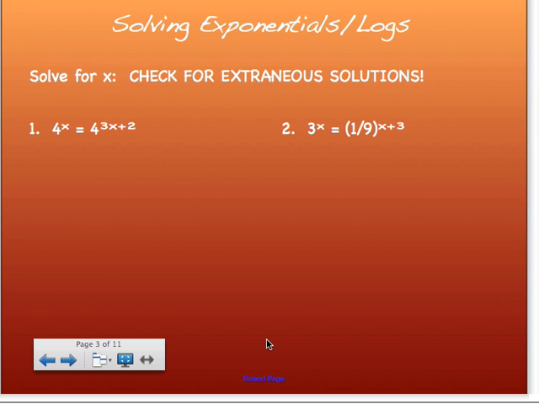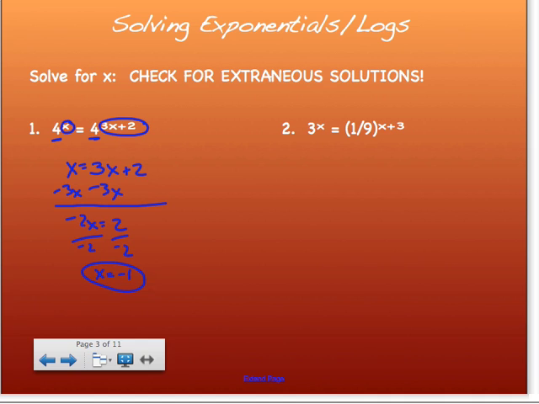So look at number one. I have 4 to the x equals 4 to the 3x plus 2. A pretty easy one because immediately you see that I have two bases that are exactly the same, 4 and 4. Rule number one says if the bases are the same, then the exponents also must be the same. So x must equal 3x plus 2. Then simply go ahead and solve. Minus 3x from both sides, I get negative 2x is equal to 2. Divide by negative 2 on both sides, and I get x is equal to negative 1.